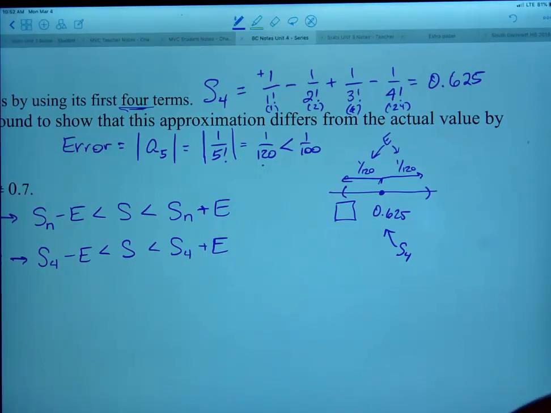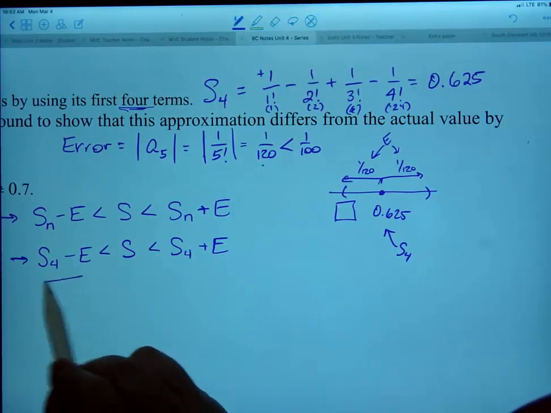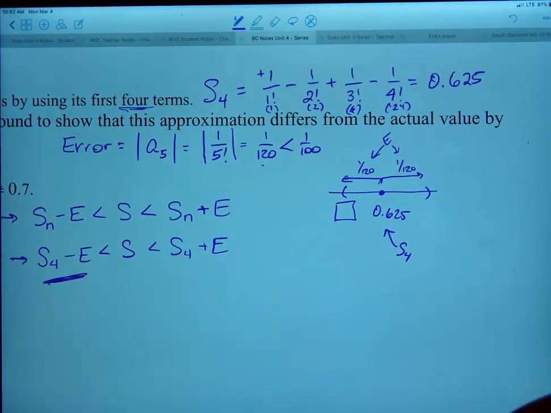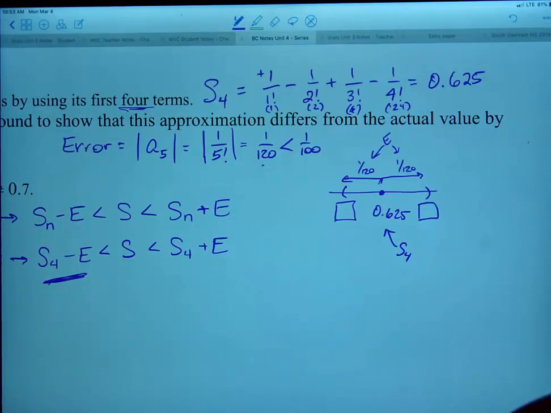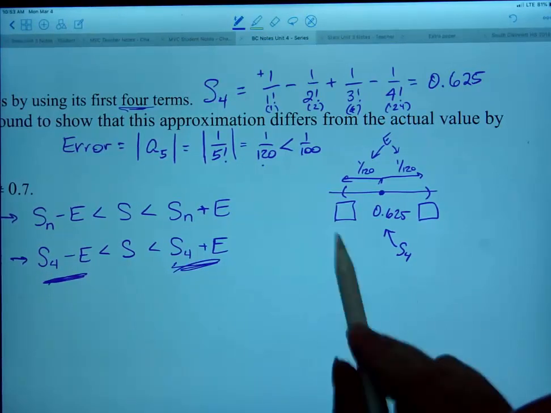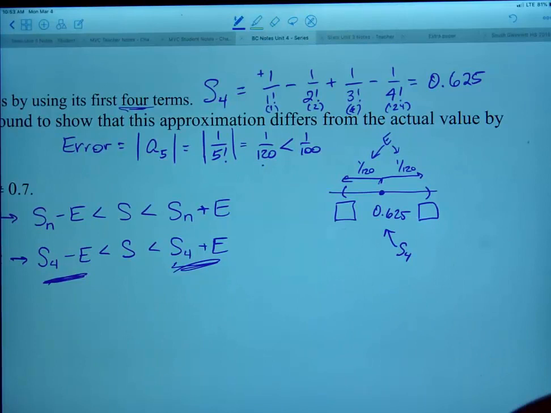I would take the 0.625 and I would subtract 1 over 120. Do you agree with my statement? Yeah. So that's the same thing as S sub 4 minus E. Okay? How would I find that box over there? That's an error. I would add the error to the S sub 4. That's where this comes from. So my sum is somewhere in the middle, somewhere around 0.625. But I don't know exactly what it is, but I do know it's between the sum plus the error and the sum minus the error. Okay?